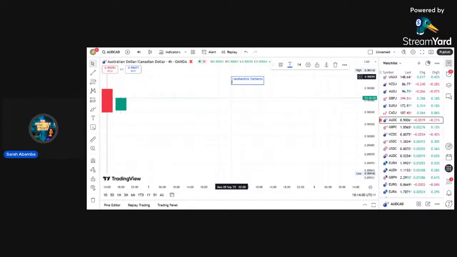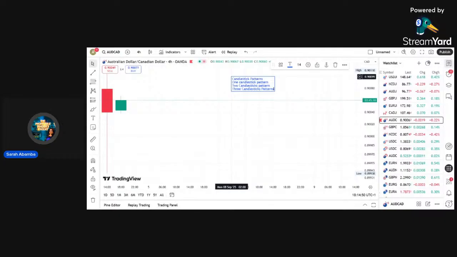So let's go back to candlestick patterns. We are going to be looking at one candlestick pattern, then we look at two candlestick patterns, then we have the three candlestick patterns. So these are the different candlestick patterns.